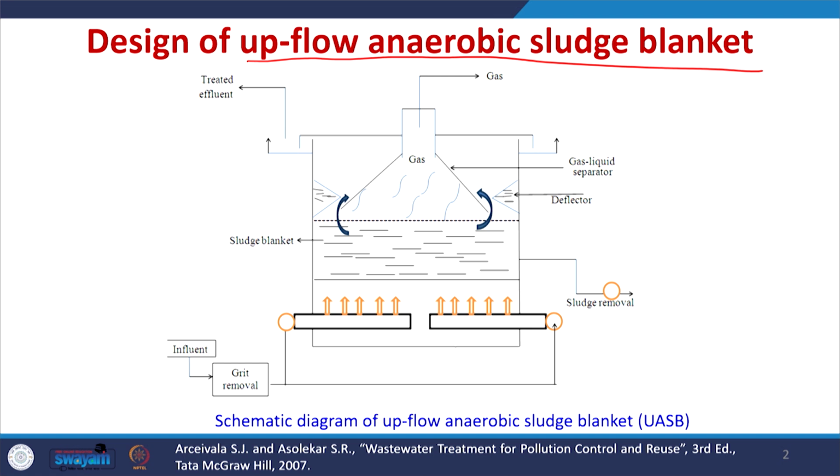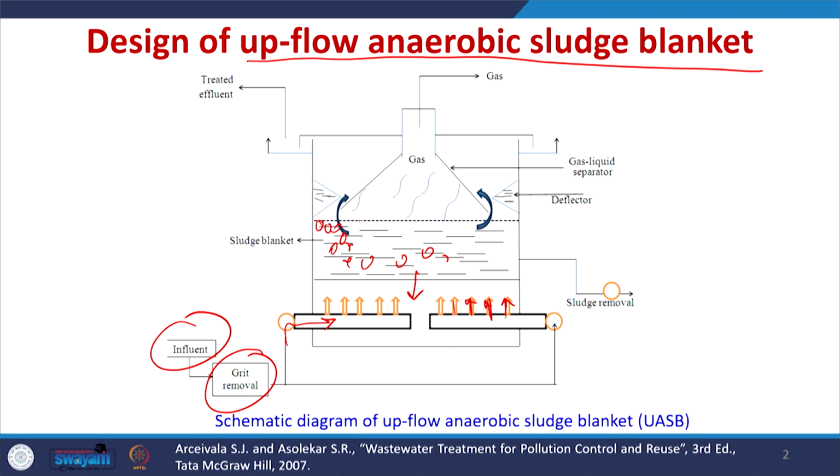Already in the previous class we studied that in the anaerobic sludge blanket reactor, the effluent is coming and after a certain amount of grit removal and other things, the effluent goes into this system where it is uniformly distributed. We have a certain flow velocity of this wastewater, so that all the sludge which is generated remains in the sludge blanket. Only those sludge particles which are heavier and whose size has increased beyond the design limit will go down, and they can be removed from the sludge bed.